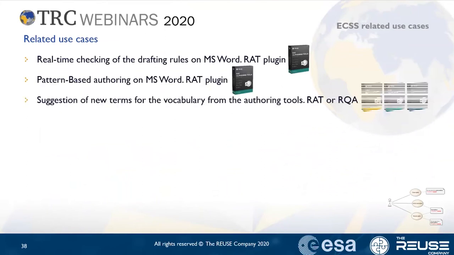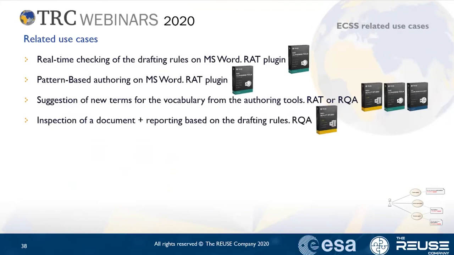This is the RAT plugin as well. A suggestion mechanism, so that new concepts that you find when writing requirements in RAT can be suggested to the knowledge library. This is a combination, let's say, of the three tools that you can see here. The inspection of a document, including reporting based on the drafting rules.